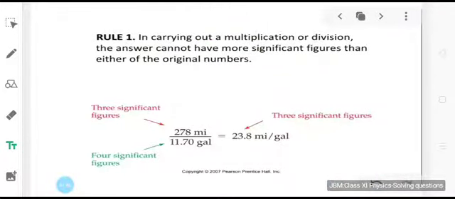So, for multiplication or division of numbers. In multiplication and division, the number of significant figures in the product or in the quotient is the same as the smallest number of significant figures in any of the factors. I repeat once again, in multiplication and division, the number of significant figures in the product or in the quotient is the same as the smallest number of significant figures in any of the factors.